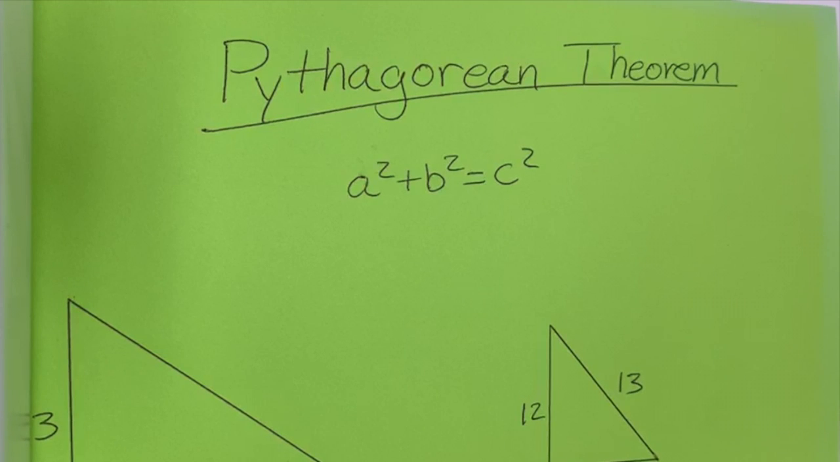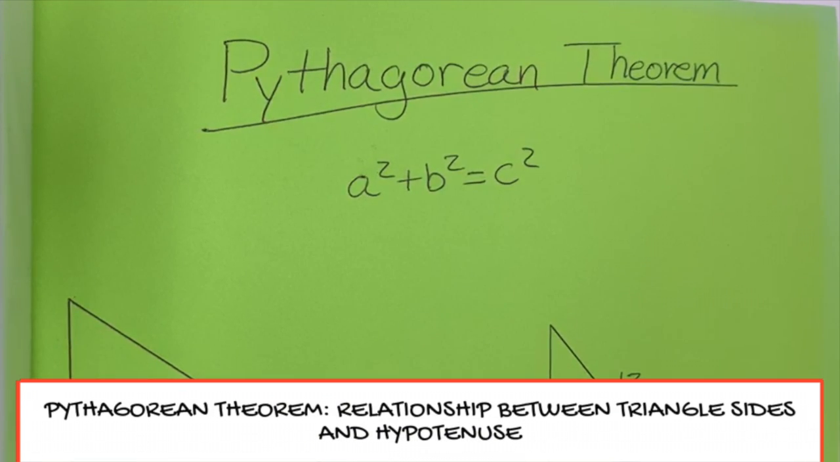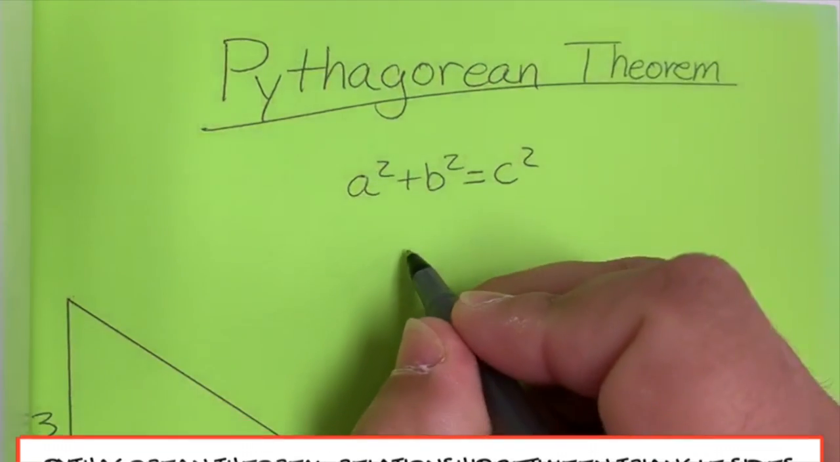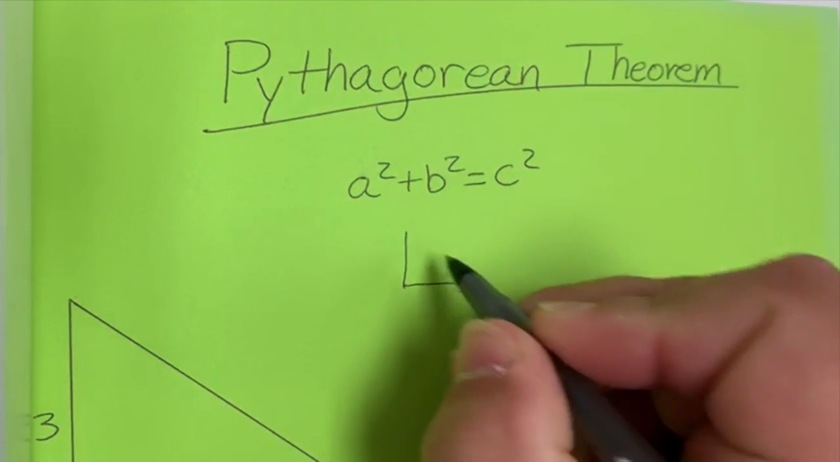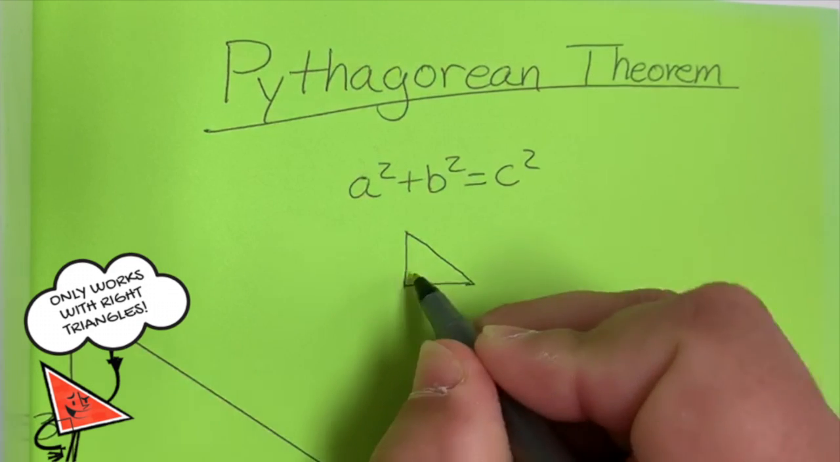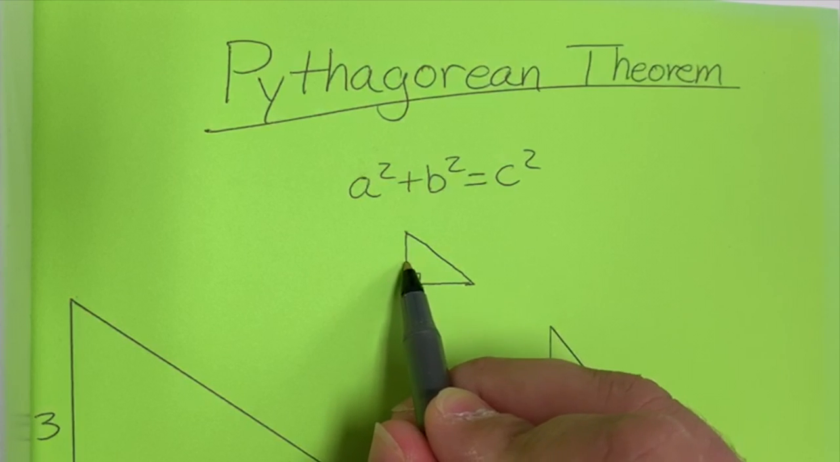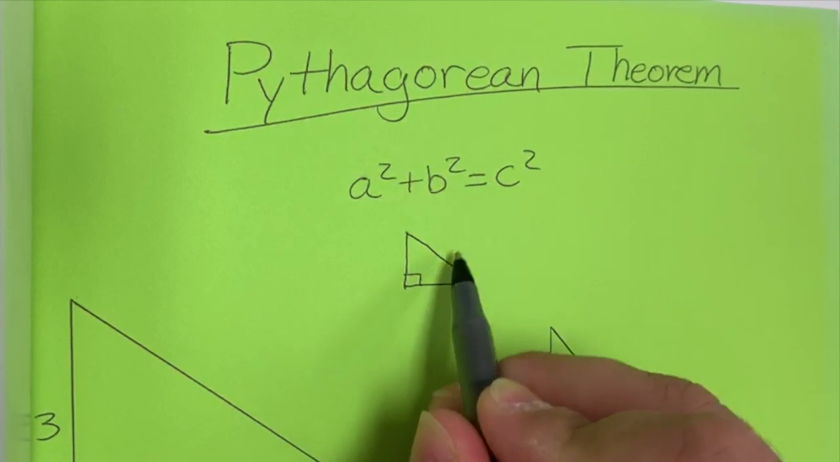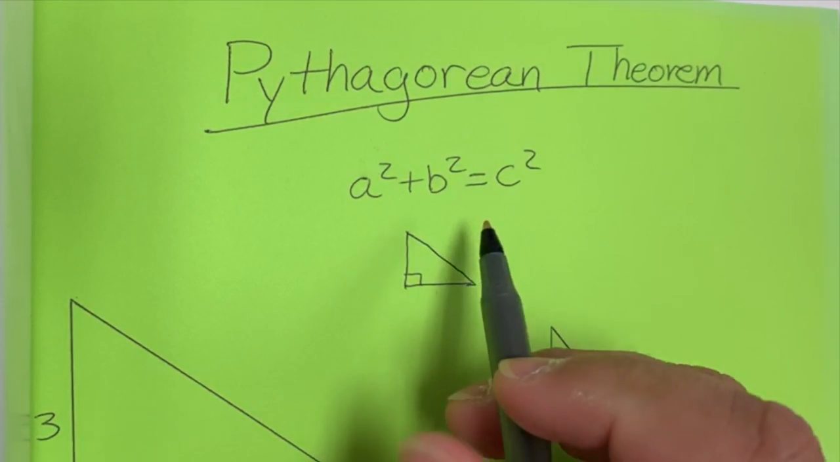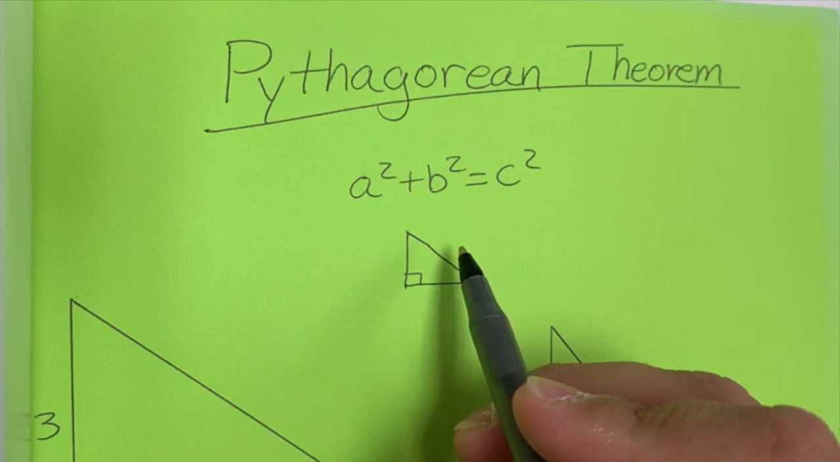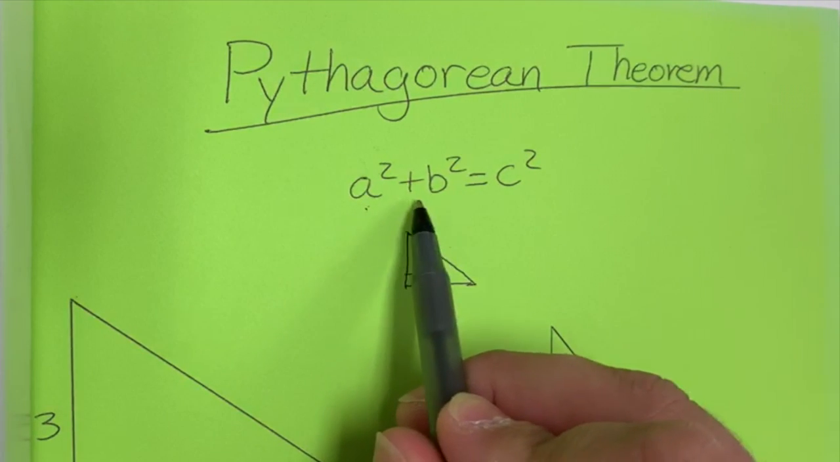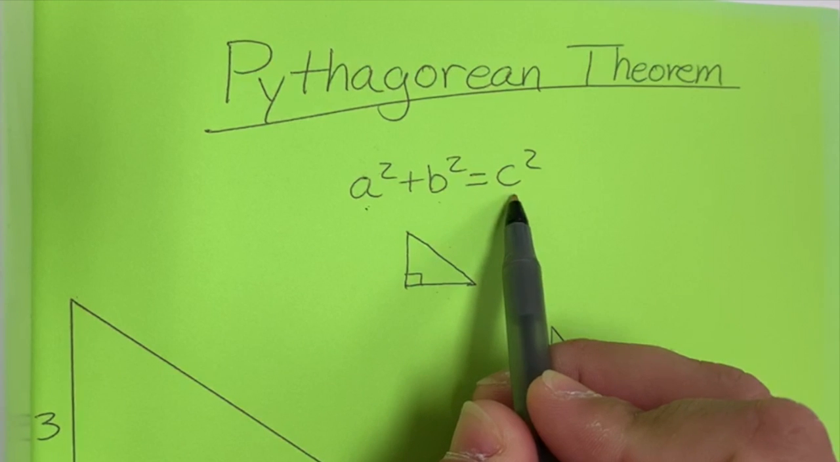So the Pythagorean Theorem is a relationship between a triangle's sides and hypotenuse. For a right triangle, and it does have to be a right triangle, we're talking about a relationship between the triangle's legs, so the shorter sides of the triangle, and its hypotenuse. The equation that represents this relationship is a squared plus b squared is equal to c squared.